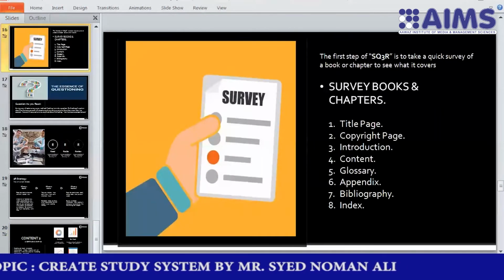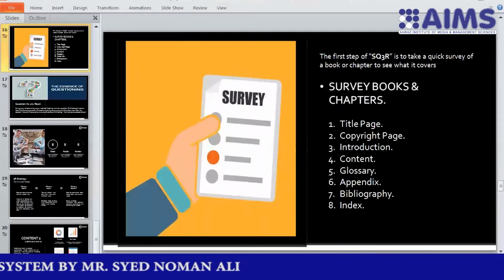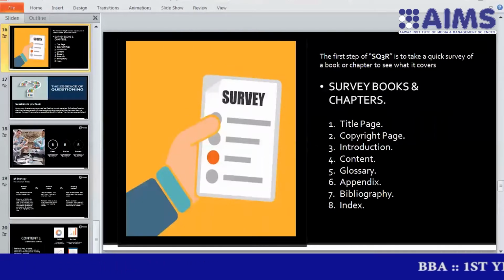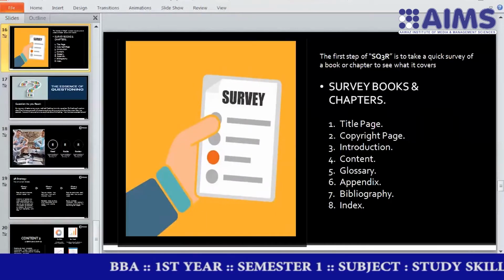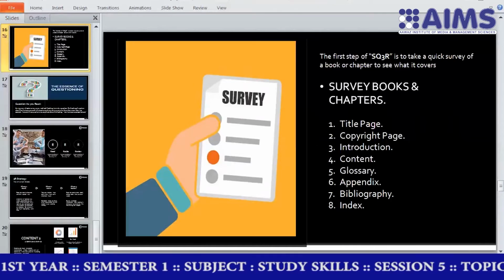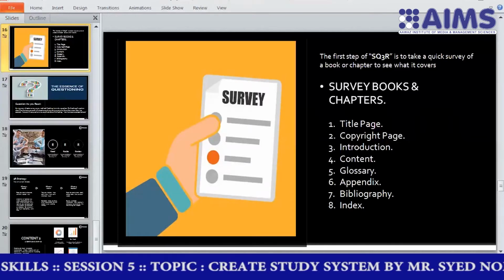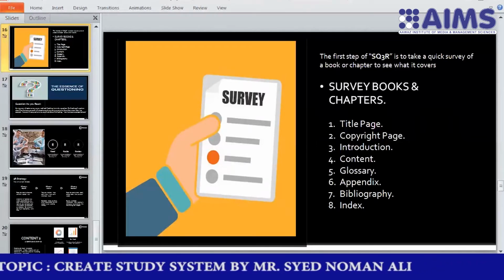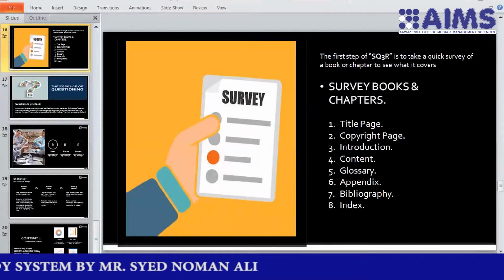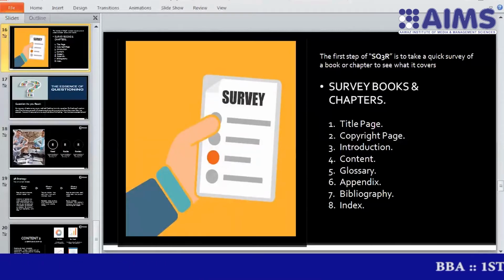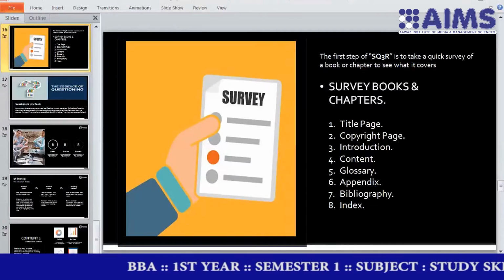So whenever you want to survey any book or chapter, you must go through all these things. I will make a quick review over it. Whenever you want to survey the book or chapter, first you see the title page, then copyright page, who is the author, what is the intention behind, and what is the purpose behind writing this chapter, what is the learning objective, introduction, main content and the sub content, and relate the content of that book with the content of your syllabus that you want to achieve.